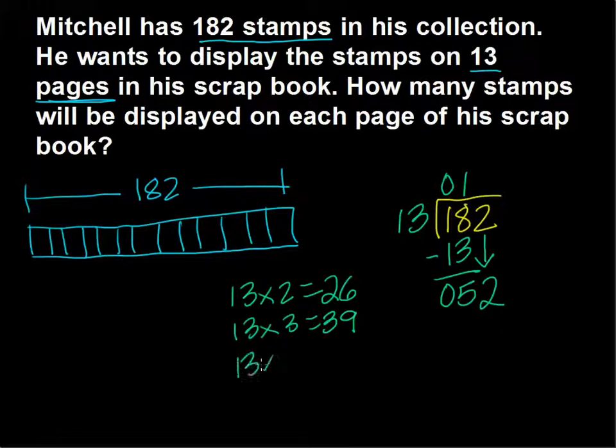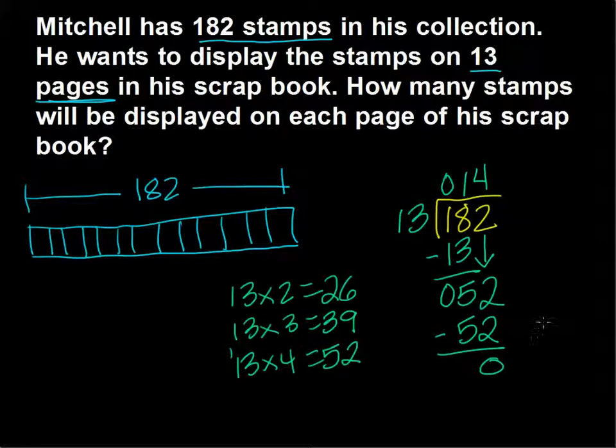I'm going to use 13 times 4. Now 4 times 3 is 12. I'm going to carry 1. 4 times 1, 4, plus 1, 5. Now I know that the 13 can fit inside the 52 4 times. I'm going to place the 4 on top of the 2, and I multiply 13 times 4 is 52. I subtract, and I get 0. So that means that for this problem, we have a remainder of 0.